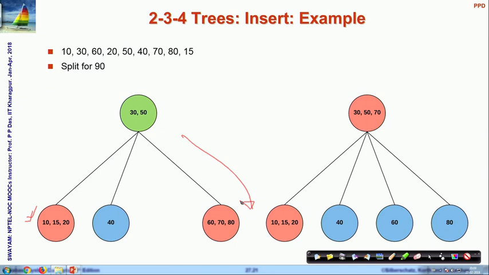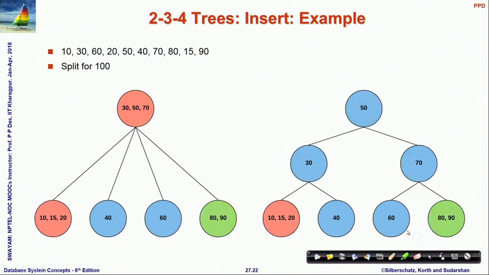So, you need to split. As you split, you get 40, which was already there, you get 60 and 80, and the 70 that existed in the middle goes to the root, and your root becomes a 4 node. So, this is the configuration you move on to.